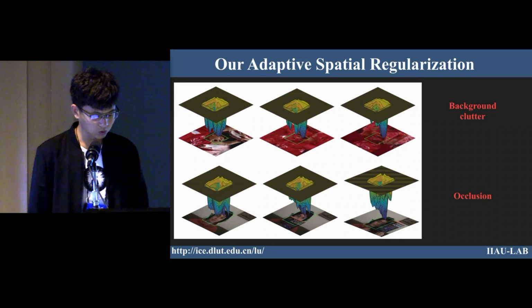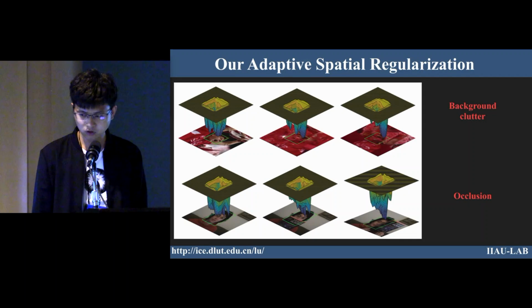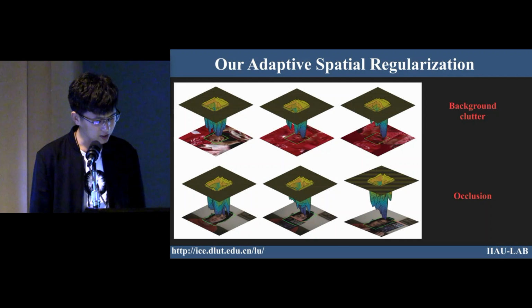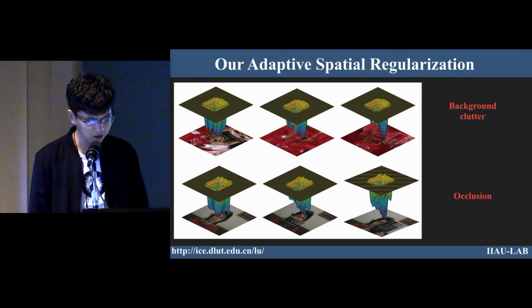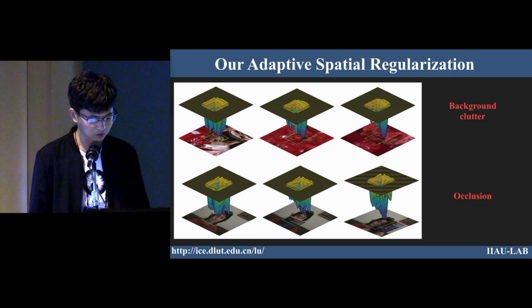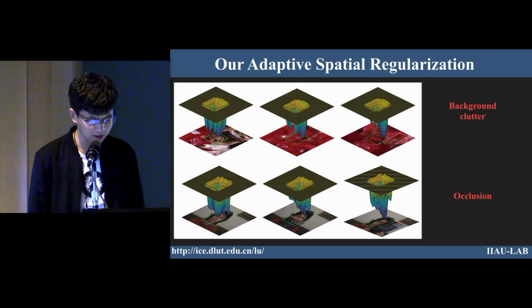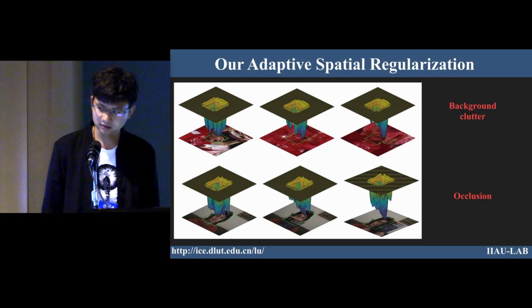Here is the visualization of our adaptive spatial regularization. For each pixel, a large value of the adaptive spatial regularization will give a great learning penalty to the filter at this pixel. From the first sequence, we can see that when there is background clutter inside the target box, only for the pixels with a clear target is the penalty for the filter learning small.